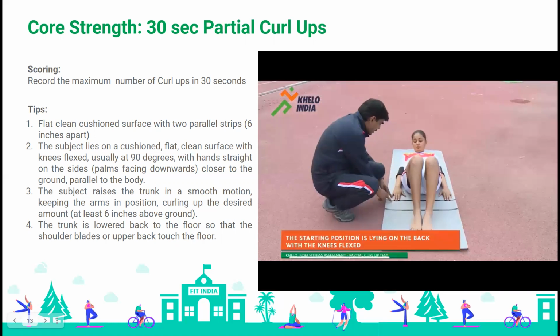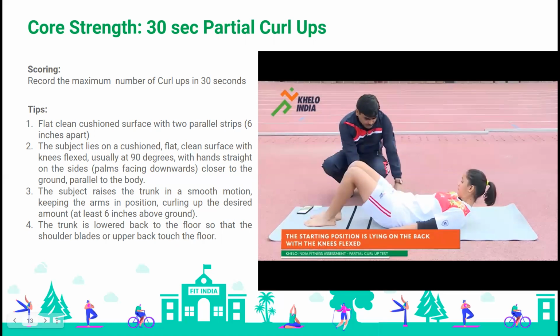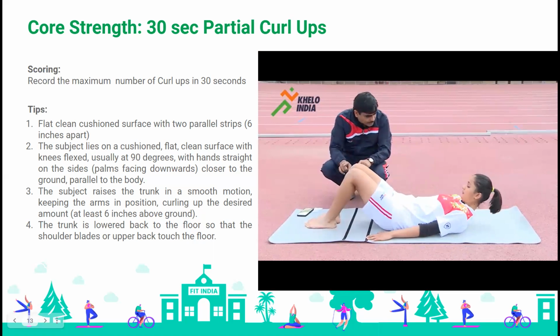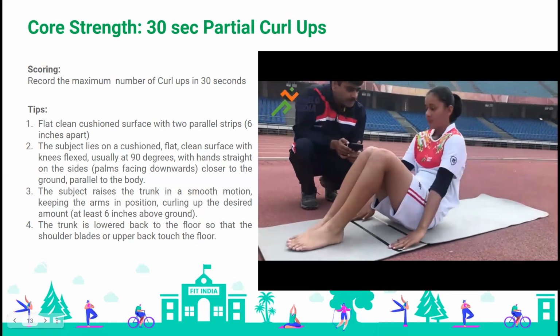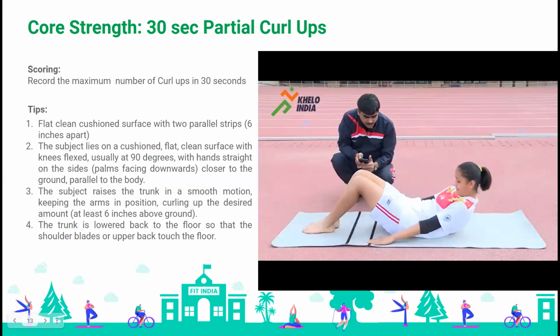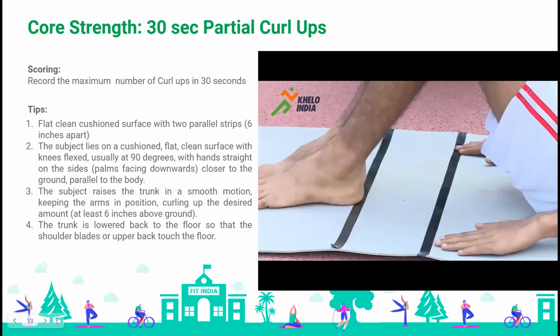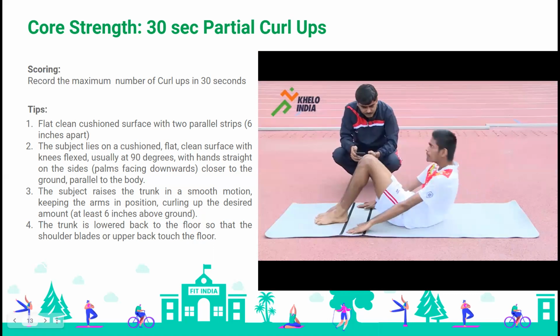The subject lies on the cushioned flat clean surface with knees flexed, usually at 90 degrees, with hands straight on the sides with palms facing downwards. It should be closer to the ground and parallel to the body. The subject raises the trunk in a smooth motion, keeping the arms in position, curling up the desired amount, at least 6 inches above ground. The trunk is lowered back to the floor so that the shoulder blades or upper back touches the floor.